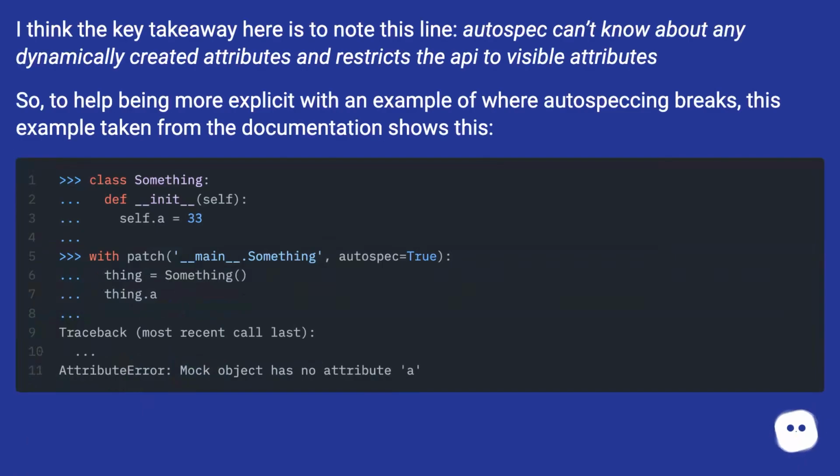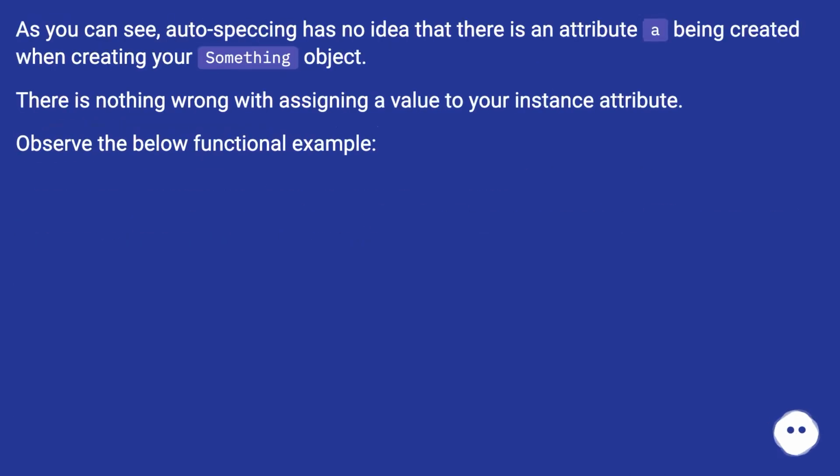I think the key takeaway here is to note this line: autospec can't know about any dynamically created attributes and restricts the API to visible attributes. So, to be more explicit with an example of where autospeccing breaks, this example taken from the documentation shows this. As you can see, autospeccing has no idea that there is an attribute being created when creating your something object. There is nothing wrong with assigning a value to your instance attribute. Observe the below functional example.